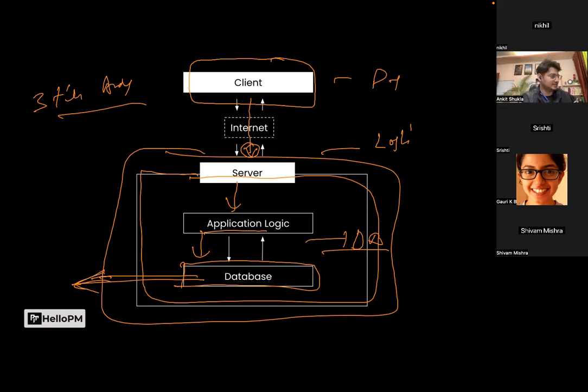Nikhil, you want to ask something? Isn't the logic layer the application logic? Yes, correct. Okay.